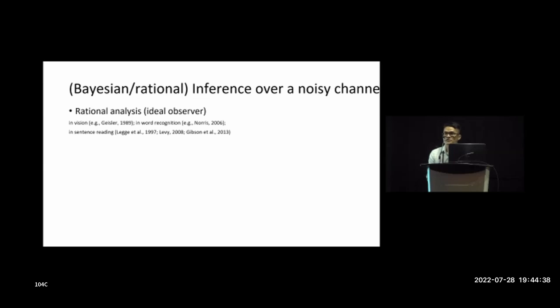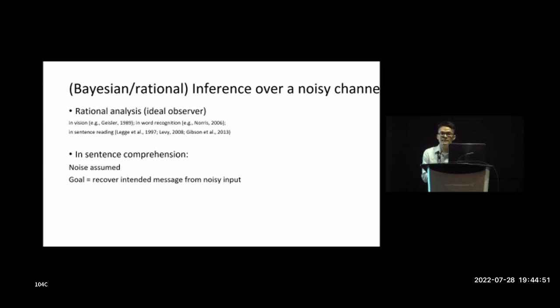The rational approach assumes a task performer to be an ideal observer who utilizes all information available to them. This includes their top-down knowledge. In the case of sentence reading, it is assumed that experienced readers are well aware of various possible noise during the communication process. The goal of sentence comprehension, therefore, is not to decode every perceived word literally, but to recover the underlying intended message from noisy utterances.